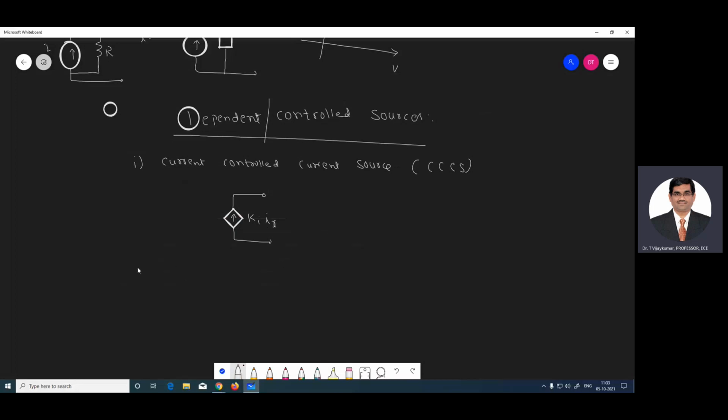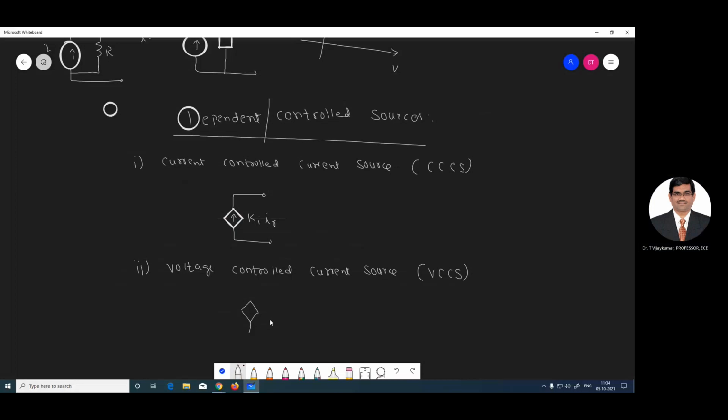Another one is called a voltage controlled current source. You can represent it like this. How to represent it symbolically? You can represent it like this. And it's a voltage, therefore you have to represent here a voltage controlled current source. This is a current source, and the notation is K2 VY. This is the voltage controlled current source. So the current controlled current source can be controlled by some current flowing in the circuit. This is the voltage controlled current source. This voltage VY will depend on some other element in the circuit.